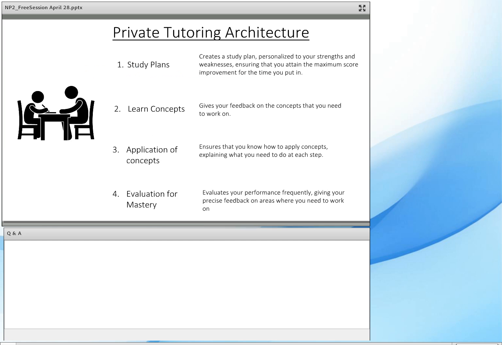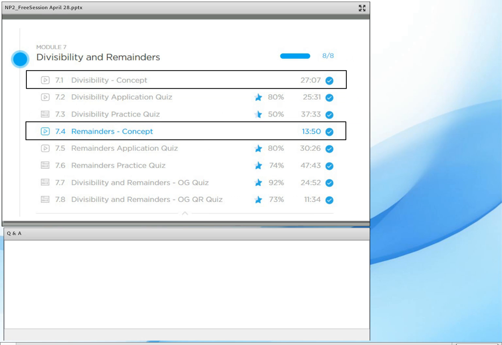Now, the next thing that a private tutor does is teach you the concepts that you don't know. And since in this webinar we focus on divisibility and remainders, let's talk about the divisibility and remainders module. So what you see is dedicated concept files in there. And in these concept files, we do give you feedback.